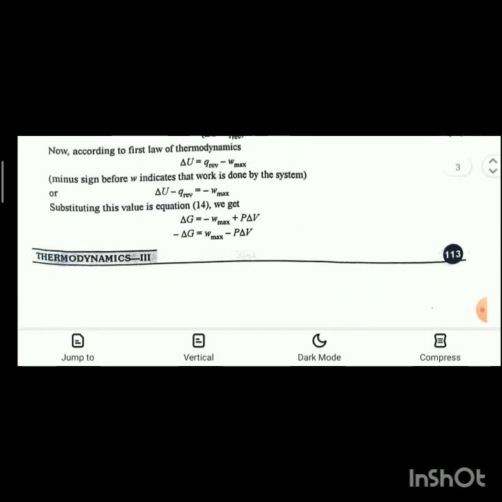At constant pressure, delta H equals delta U plus P delta V, so delta G equals delta U plus P delta V minus Q reversible, which equals delta U minus Q reversible plus P delta V. According to the first law of thermodynamics, delta U equals Q reversible minus W maximum. So delta U minus Q reversible equals minus W maximum. Substituting this value of minus W maximum in place of delta U minus Q reversible, delta G equals minus W maximum plus P delta V, so minus delta G equals W maximum minus P delta V.